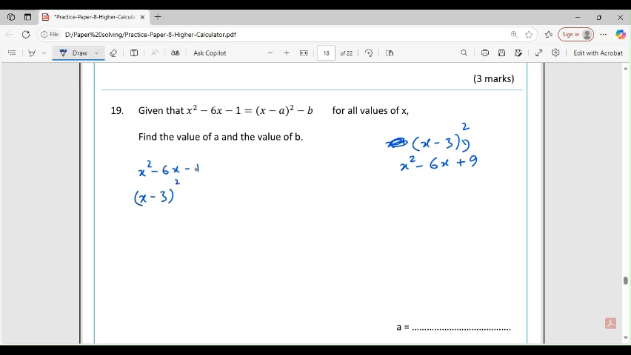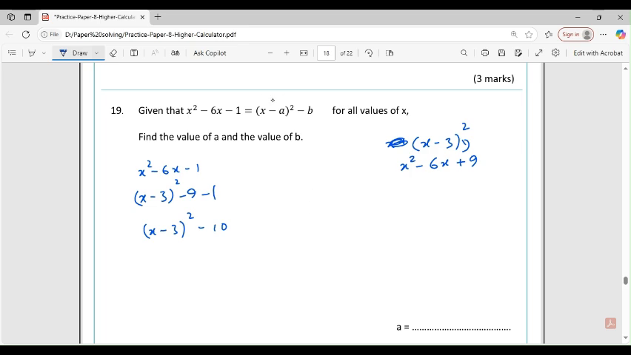Now, when it comes to minus 1, we know very well it is a plus 9 also over here. So, when it comes to plus 9, we have a negative 9. So, we are going to make it a negative 9. So, negative 9 and negative 1 is going to give us a negative 10. That means (x minus 3) whole square minus 10.